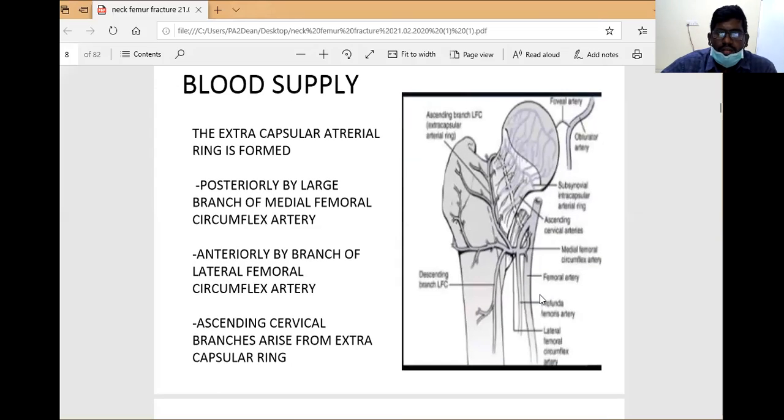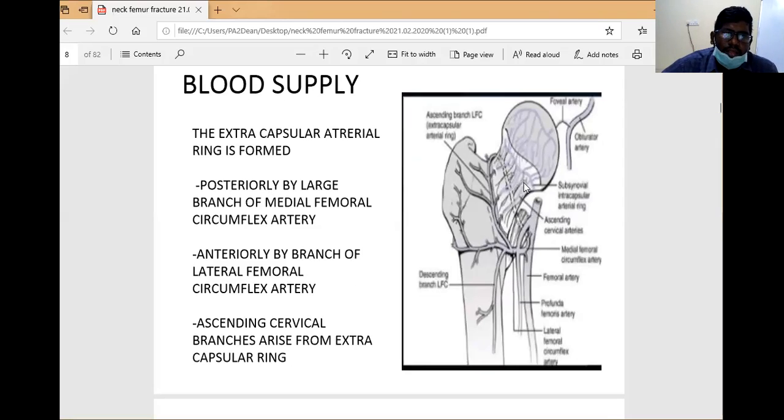So this is the femoral artery, from where the medial femoral and lateral femoral circumflex arteries will come. The medial femoral circumflex artery goes around the posterior, and the lateral femoral circumflex artery comes anterior and forms a loop that is called the extracapsular arterial ring.